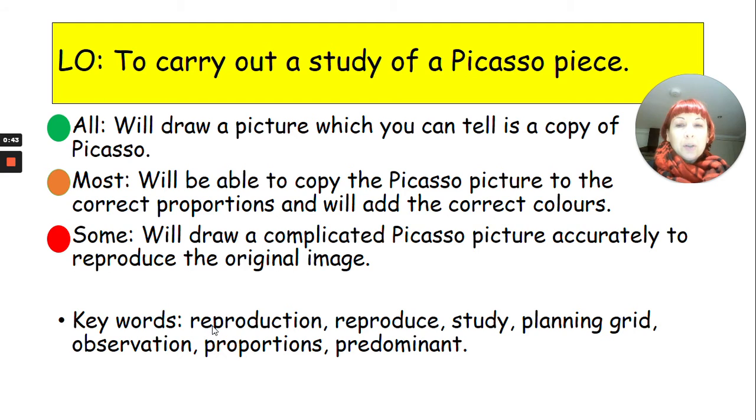Some of the words we're going to look at today, we've already looked at a few of them: reproduction, reproduce, planning grid. We're going to carry out a study of a Picasso piece. We're going to make sure our proportions are accurate. We're going to observe the original image, and then the word predominant. Main, or predominant, that's going to come up in conversation today. When I get to the point where I mention the word predominant, give me a thumbs up and I'll know that you've been listening.